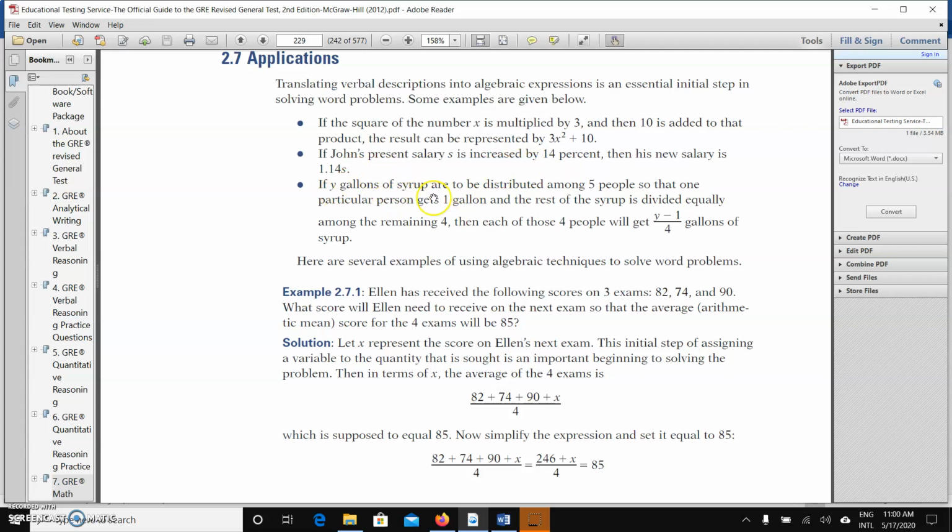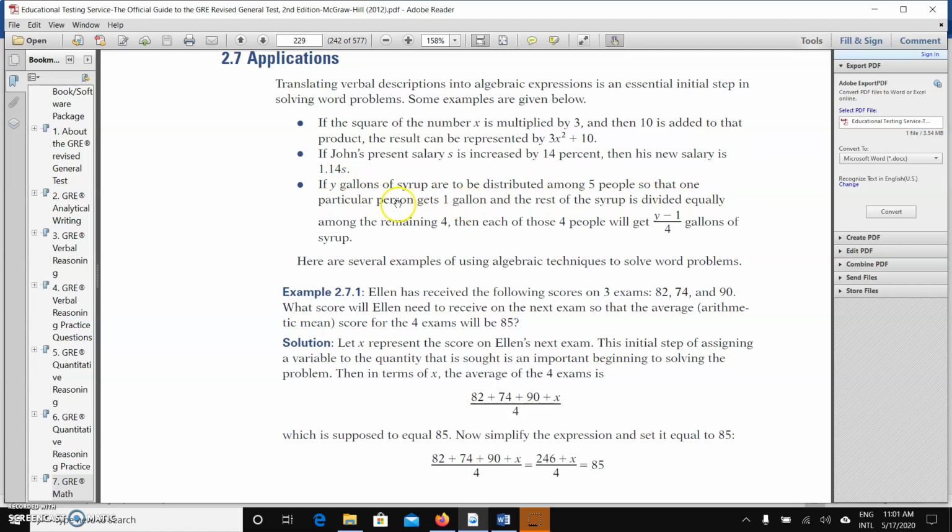If y gallons of syrup had to be distributed among 5 people, so that one particular person gets 1 gallon and the rest of the syrup is divided equally among the remaining 4, then each of these 4 will get y minus 1 over 4. How will that be? Now there are 5 people, right? And there are a total of y gallons. They did not tell us the actual number of the y gallons, but we know that there are y gallons to be distributed among these people.